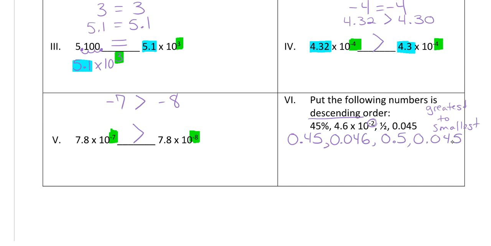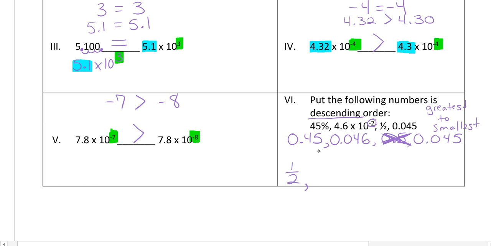So if I'm putting this again from greatest to smallest, the largest number that I have there would be half. So 1/2 is going to be my greatest value, so that is what I'm going to start with. So I'm going to cross that off. Notice that I am writing it in the original form that it was presented in the problem, not the decimal that I converted it to.